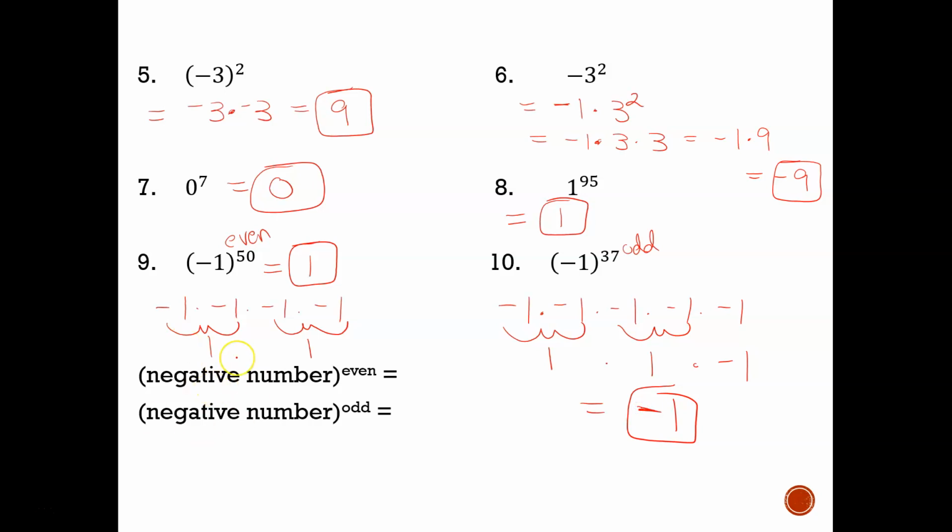So at the bottom, we can generalize that. If it's a negative number inside parentheses with an even exponent, that's like number 9, then your answer is going to be positive. We'll just abbreviate that. And if you've got a negative inside parentheses with an odd power, like number 10, you will always get a negative answer.